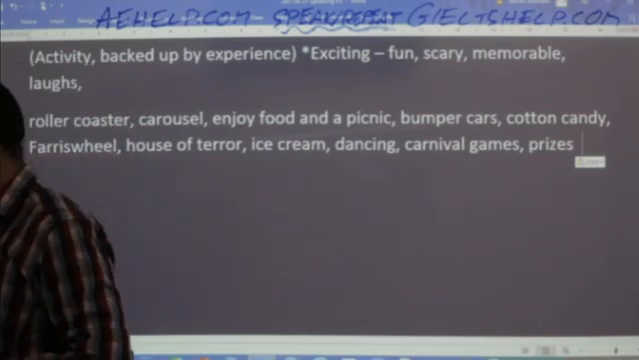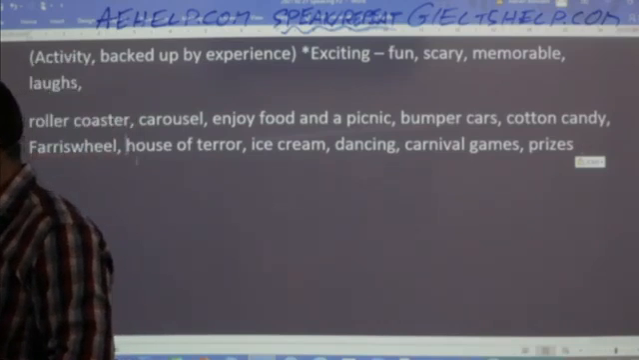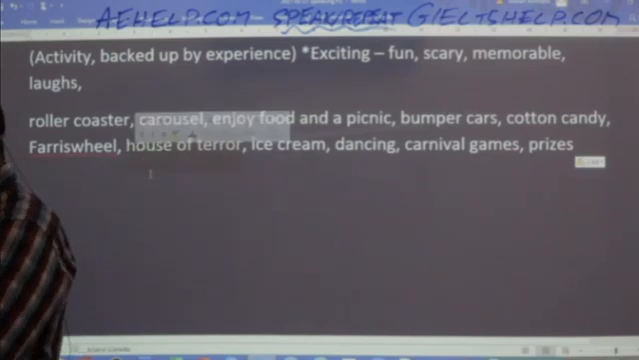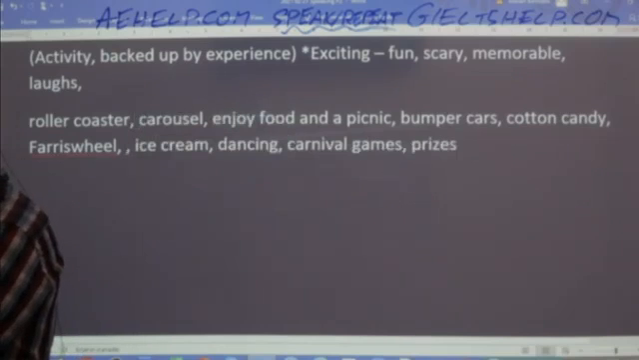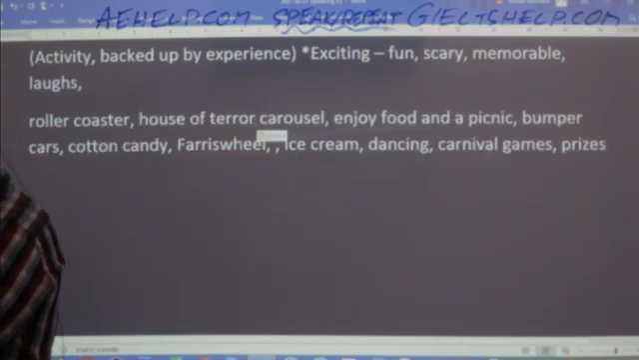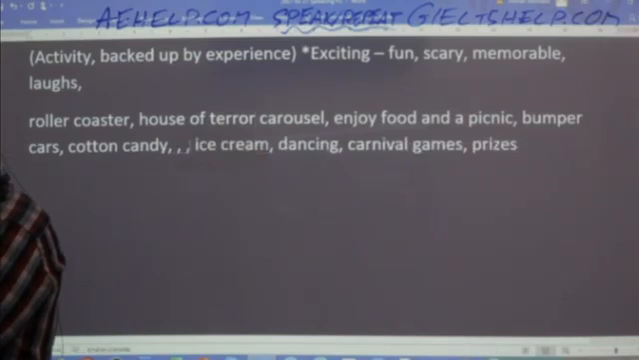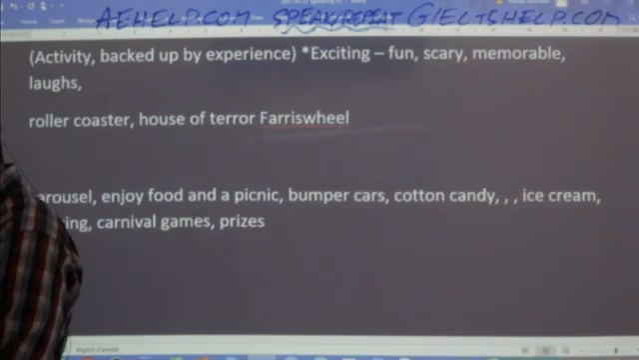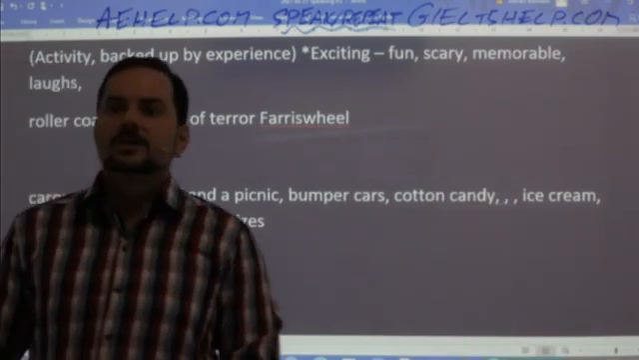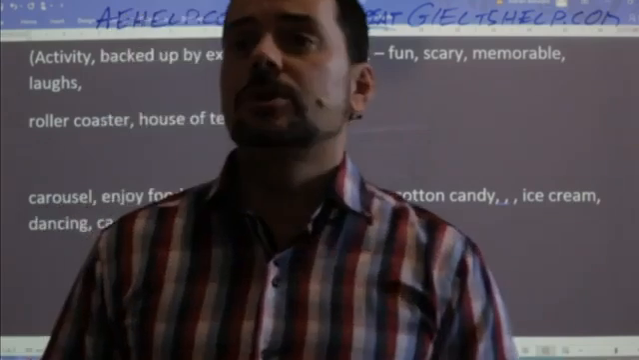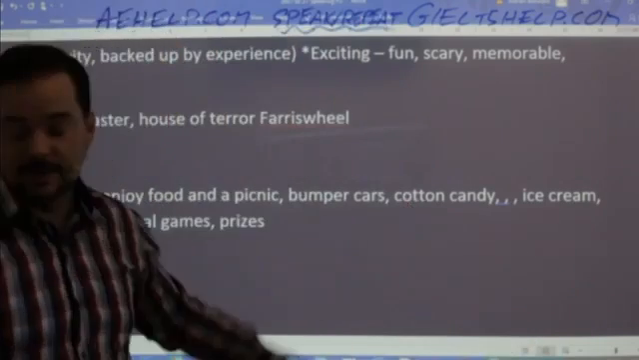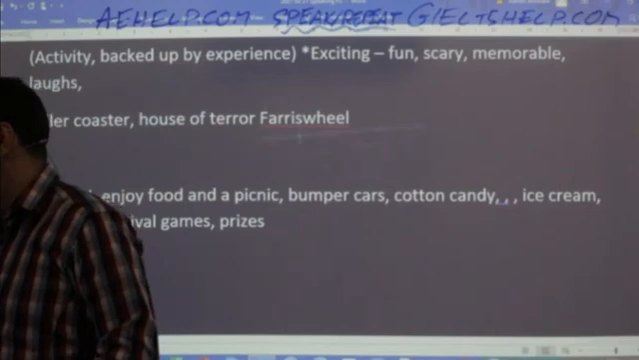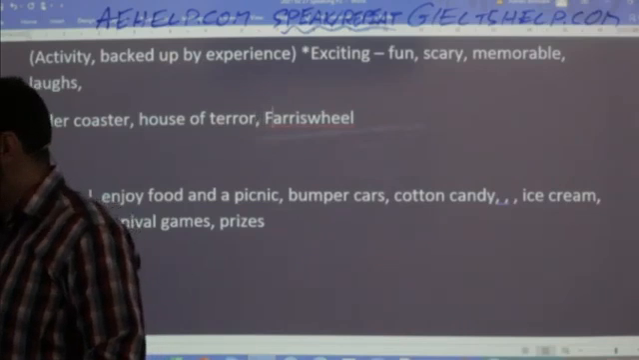Okay. And hopefully we all have kind of the same ideas. Okay. So yeah, the roller coaster, the giant wheel. The giant wheel is the Ferris wheel. I'm having a heck of a time spelling that, but yeah, the Ferris wheel.